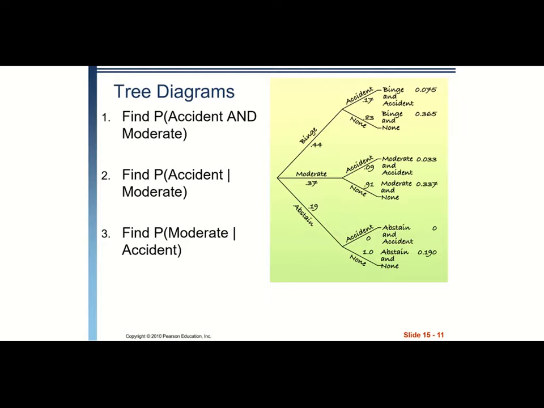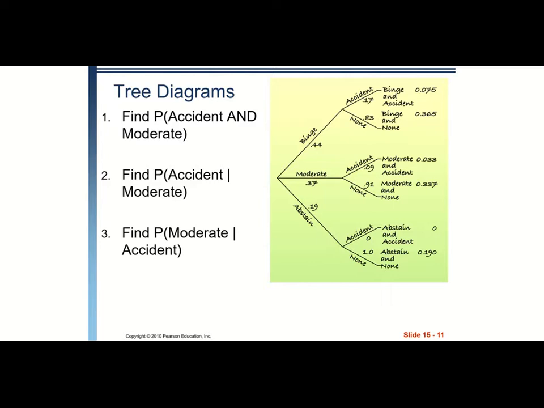Number 2, find the probability that a student was involved in an alcohol-related accident given that they were a moderate drinker. We're only looking at the branch of moderate drinkers. We don't care about this whole top branch or this whole bottom branch. Of the 37% who are moderate drinkers, 9% were involved in a motor vehicle accident.